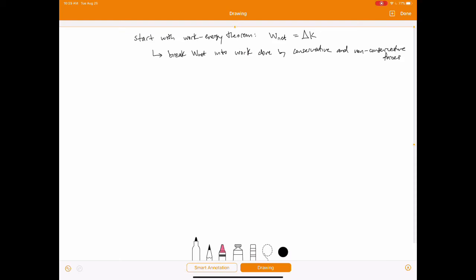Okay? So in other words, W net will be W_C for conservative plus W_NC for non-conservative, and that will equal delta K. Okay, the next thing we can notice is that anytime we have a conservative force, we can define a potential energy. So in other words, for any conservative force, we have a potential energy.